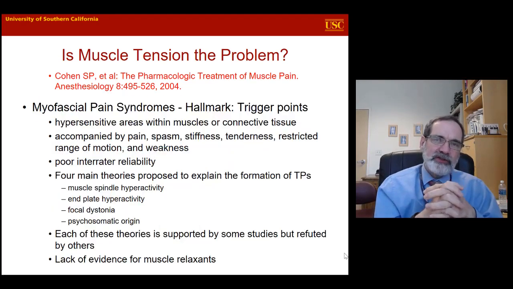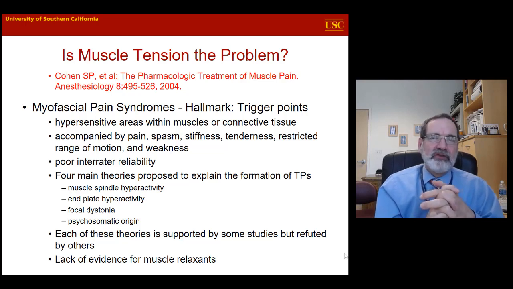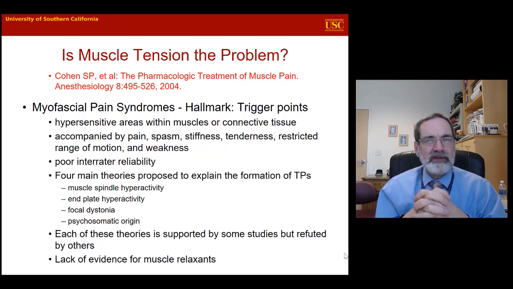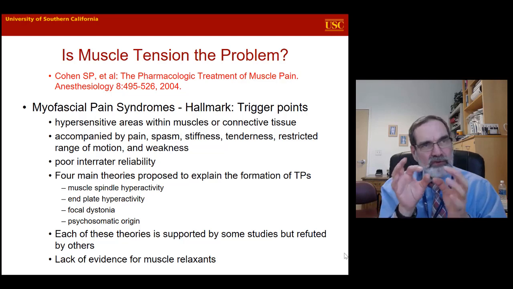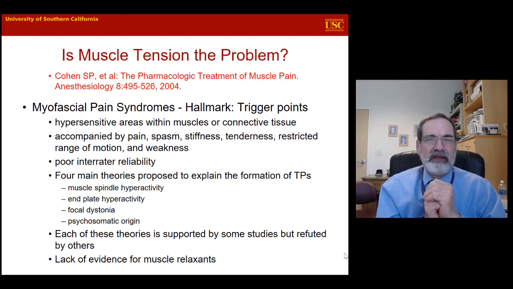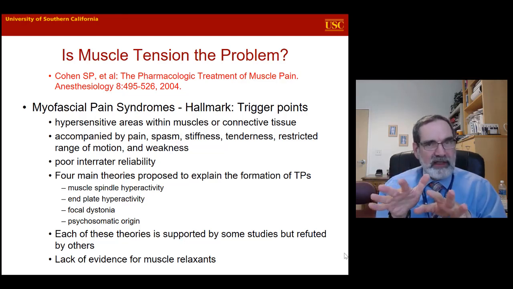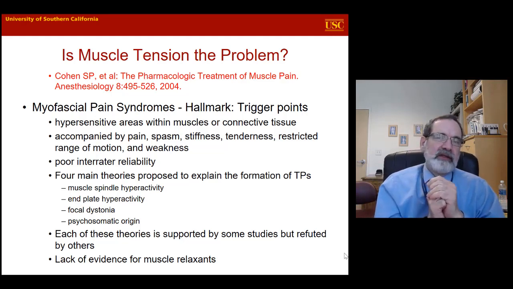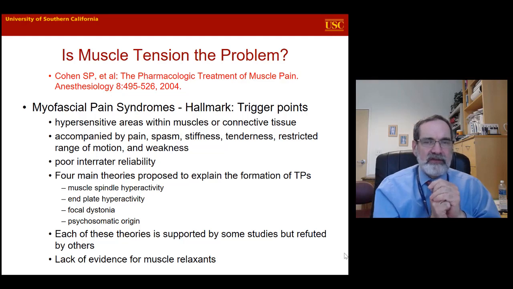What about myofascial pain syndromes? So in myofascial pain syndromes, we're talking about patients that on examination reveal trigger points. A trigger point is a hypersensitive area within the muscle or the surrounding tissue. And that area is typically painful. There may be spasm. You may actually feel when you examine the patient that there is contraction of that muscle. There may be stiffness and tenderness there.